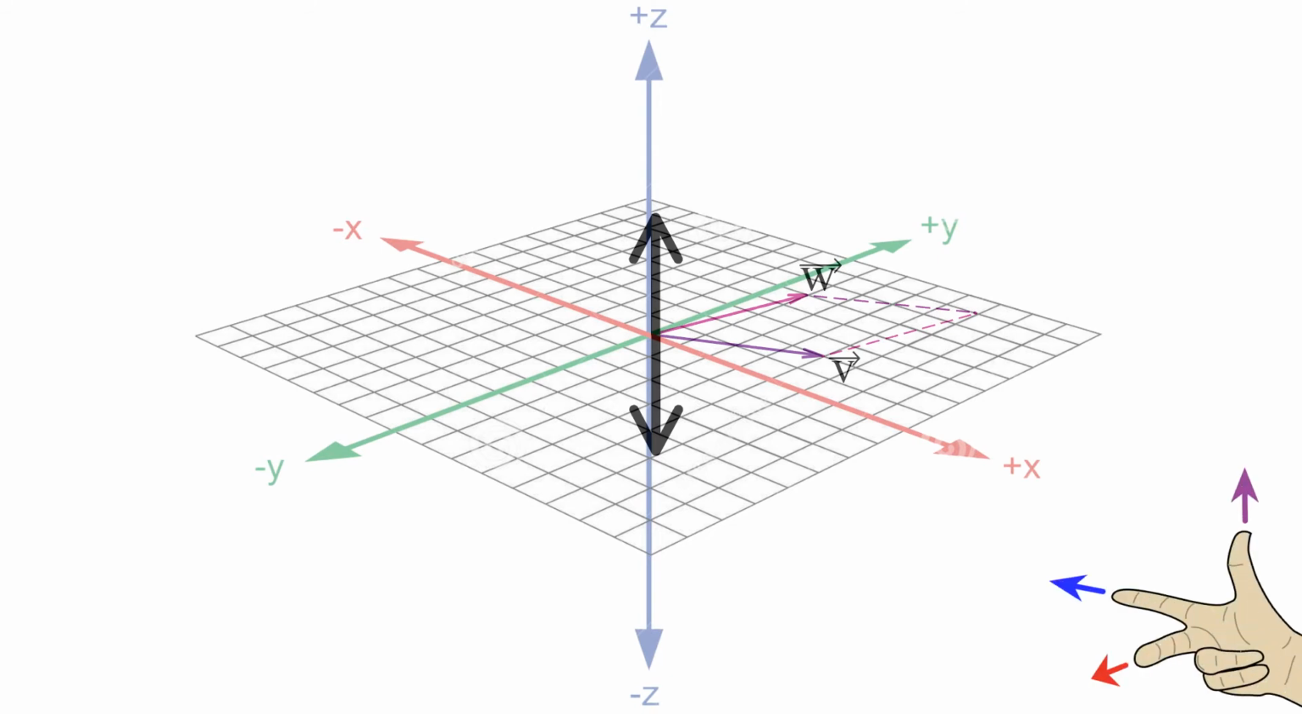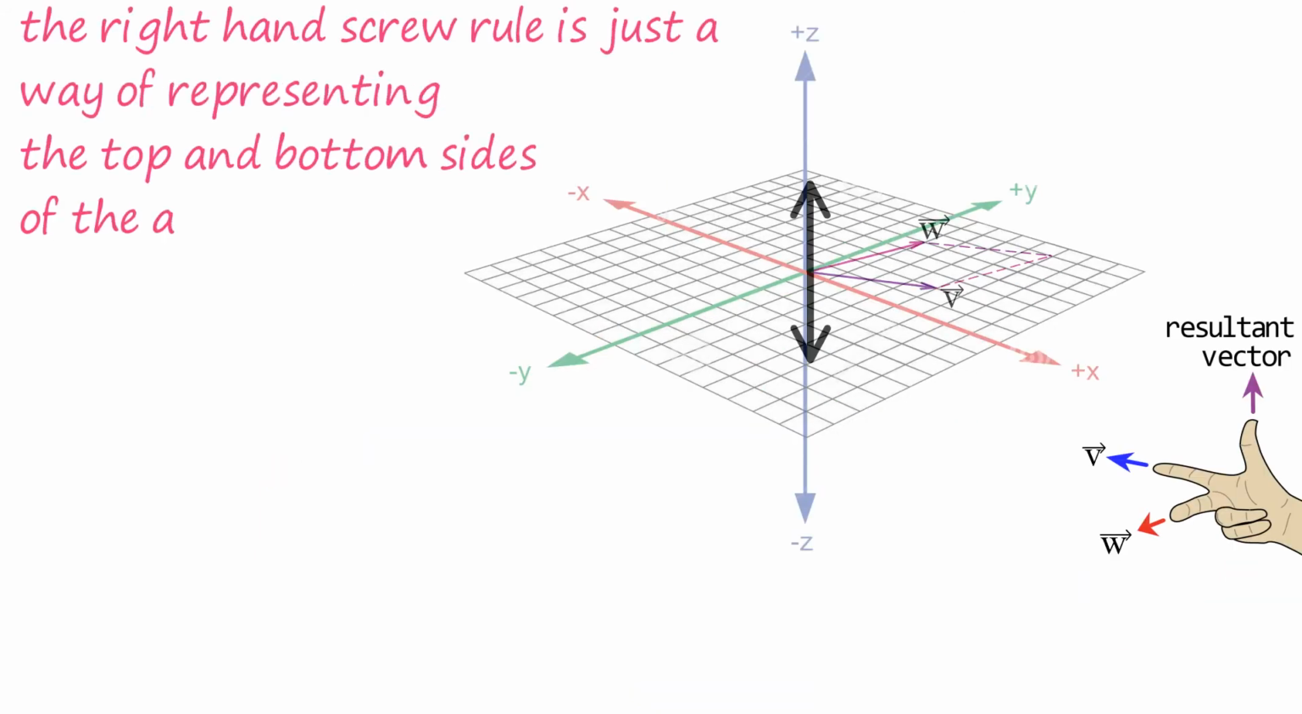By the way, it's really simple. You point your index finger in the direction of the first vector and point your middle finger in the direction of the second vector. Now whichever direction the thumb is pointing towards is going to be the positive side and the side opposite to it will be the negative side. So now we know where the resultant vector is going to be.